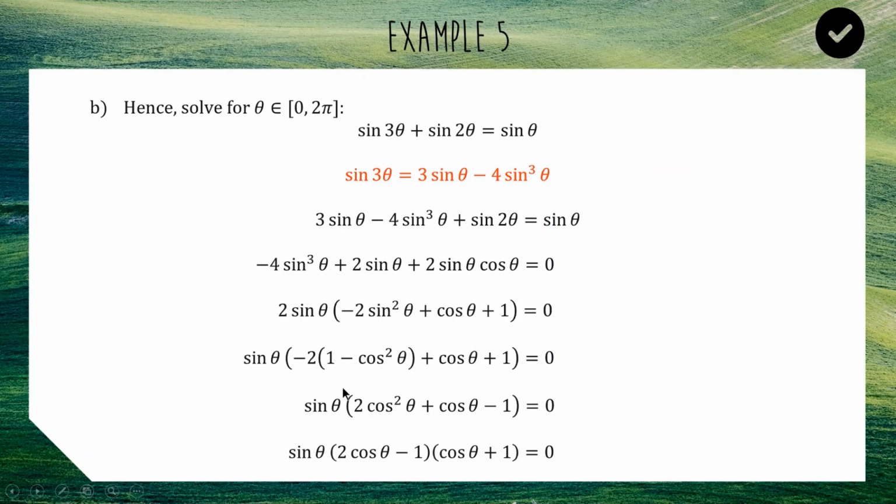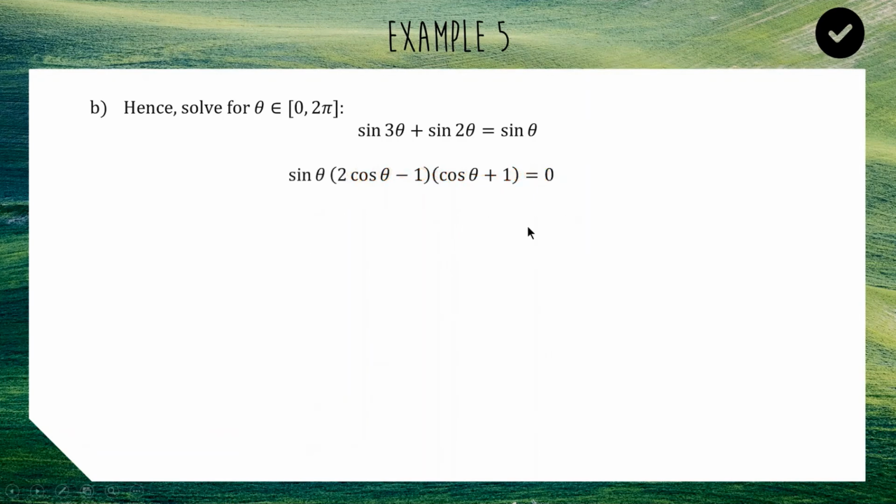We can factorize the quadratic. Again, I'm going to assume you know how to do that. You can write these as u squared and u if you feel more comfortable, or if you can just go straight to it, I encourage you to do so. But there is our factored form. And now we're going to get our 3 equations to solve equal to 0. The first one is sine theta equal to 0, the middle one is going to have to be cos theta equal to 1/2, and the one on the end is going to be cos theta equal to -1.